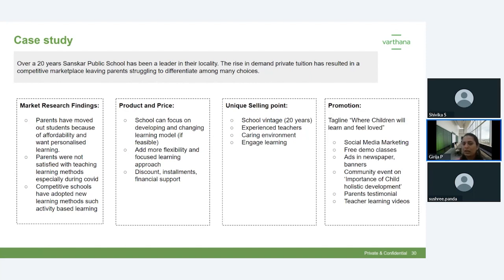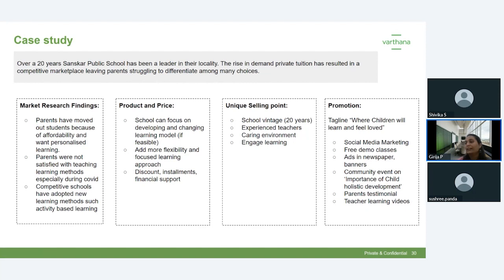based on this marketing research, their product and unique selling point. Their tagline can be "where children will learn and feel loved as well," and they can promote this tagline through various social media marketing. School can arrange free demo classes where parents can come and see how children are learning and feeling loved as well. School can give advertisements in newspapers, banners and pamphlets.